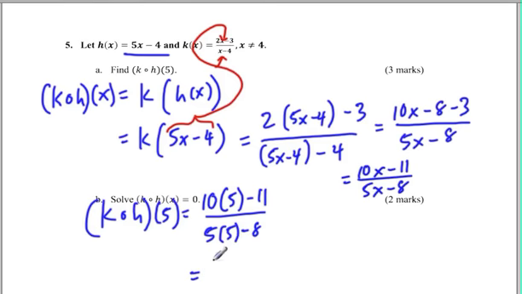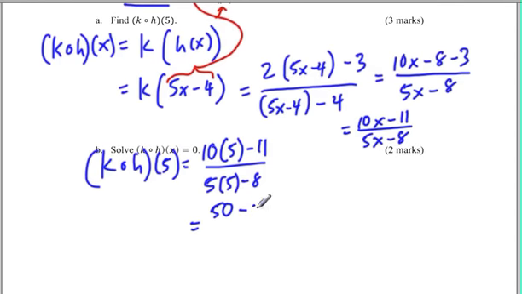And this is equal to 50 minus 11 over 25 minus 8. And 50 minus 11 is equal to 39. And 25 minus 8 is equal to 17. So the answer for this one is 39 over 17.